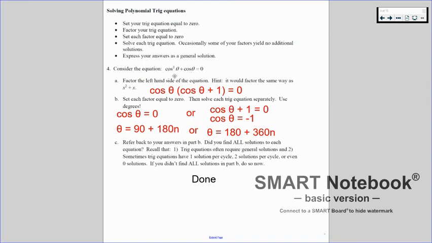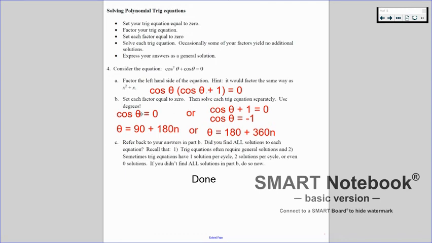So looking at the example, they say cosine squared theta plus cosine theta equals 0. It's already set equal to 0, so now my job is to factor this. So there's a GCF, greatest common factor of cosine in both of those. So I took out a cosine, and I'm left with cosine theta plus 1. All right, so then we're going to set this factor equal to 0 and this factor equal to 0. On all of these, on number 4 and 5, we're able to use exact values. So I don't have to really use my calculator actually for any of these.